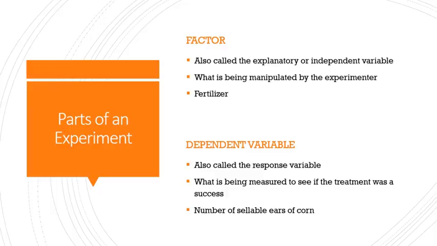Okay, so the parts of the experiment that you will need to be able to identify. First is factor. This can also be referred to as an explanatory, or the more common term that you've probably heard is independent variable. That is, what is the experimenter manipulating? What are they changing? So in our corn example, that would be the fertilizer. And then the dependent variable, which can also be called the response variable, that's what are we measuring to see if the treatment was a success. So what are we measuring to see if our fertilizer worked? And they're going to count the number of sellable ears of corn.